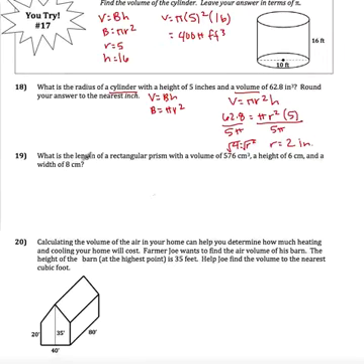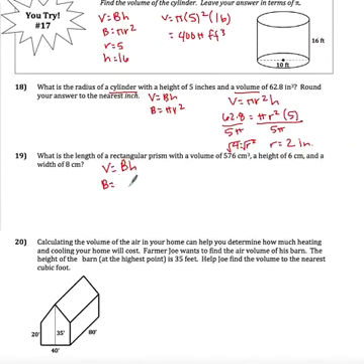Number 19 says, what is the length of a rectangular prism with a volume of 576 centimeters cubed, a height of 6 centimeters, and a width of 8 centimeters? So we know that we're doing a rectangular prism, and we know we're talking about volume. So we're going to say volume equals big B times H.